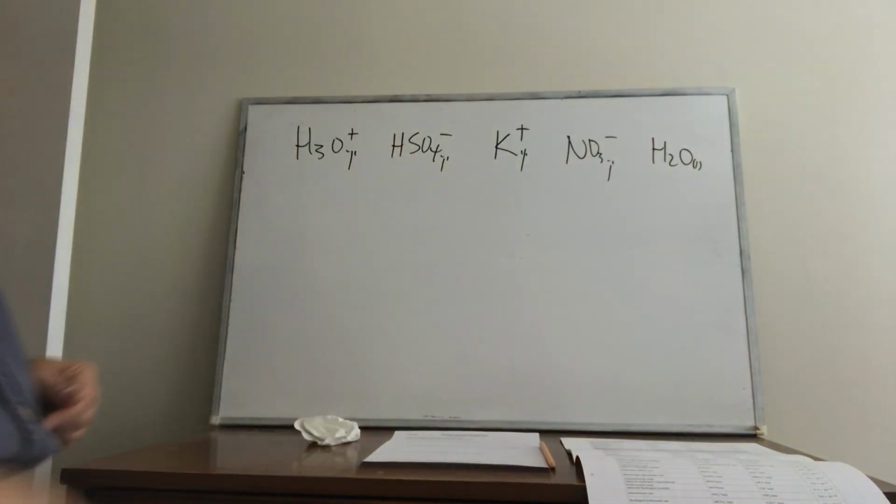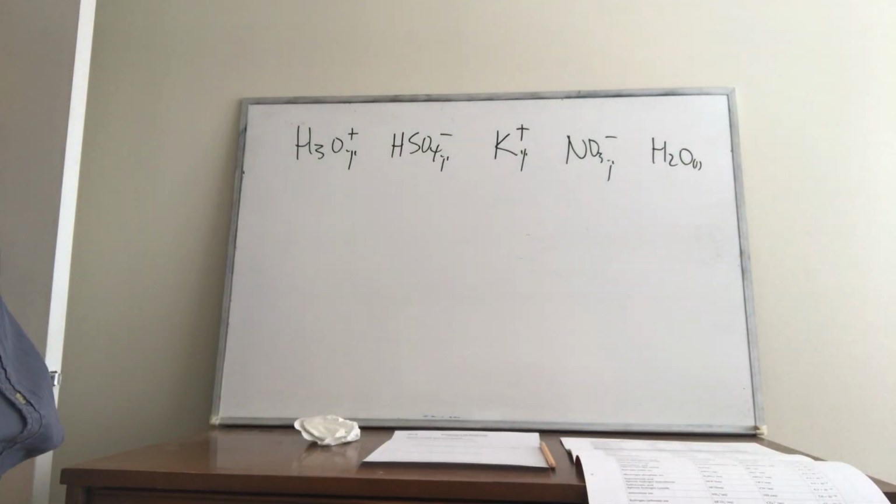Second compound, potassium nitrite. So when it goes into water, it dissociates into the potassium ion and the nitrite ion. And this is a solution, so it's got water. Okay, so those are the 5 compounds. That's step 1. Step 2 is to determine if they're an acid, a base, or if they're neither.